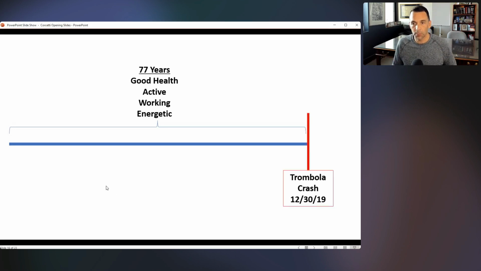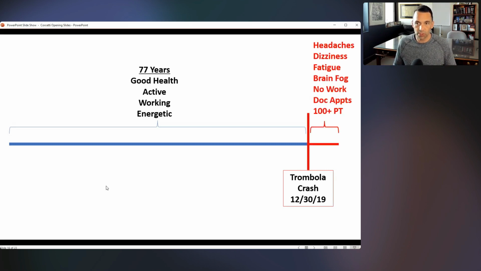I'll click to the next part. It shows the crash. Mr. Trombola was the defendant in this particular incident. So now you have this stark change. I do red, sort of suggesting warning, bad, etc., and that pops out. And now you click to the final portion of the slide, which is everything that developed afterwards: headaches, dizziness, fatigue, brain fog, 100+ physical therapy appointments, and so forth.